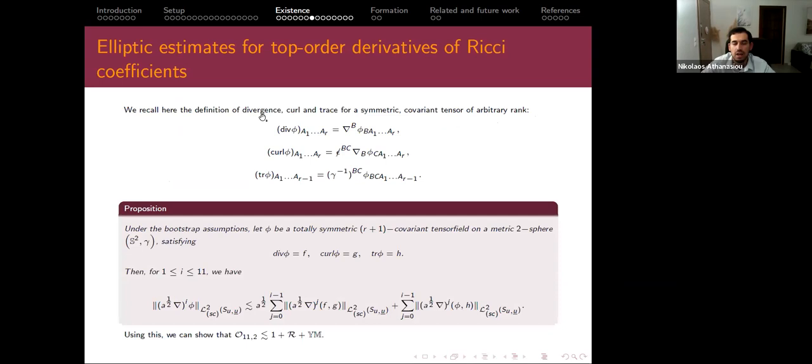With regards to elliptic estimates now for the top order derivatives of the Ricci coefficients, we recall here the definitions of divergences, curls, and traces for a covariant tensor of an arbitrary rank. So these are given as follows. And the key element in elliptic estimates is the following. Under the bootstrap assumptions, if you have the divergence of a tensor field, the curl of a tensor field and its trace, you can control I derivatives of phi in terms of I minus one derivatives of its divergence, curl, and trace.